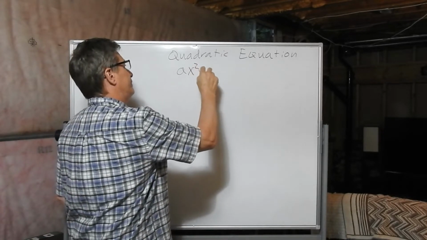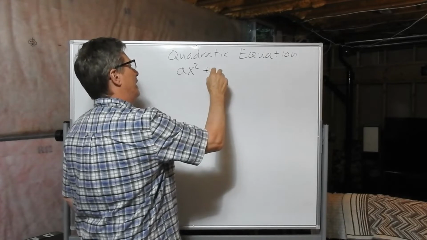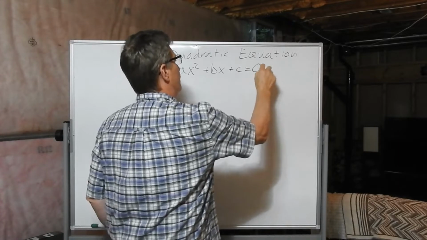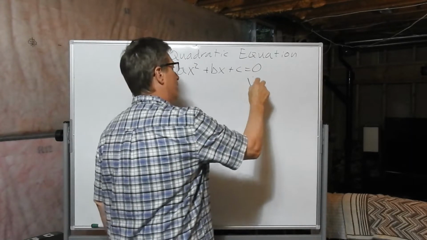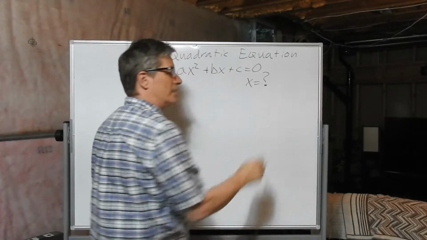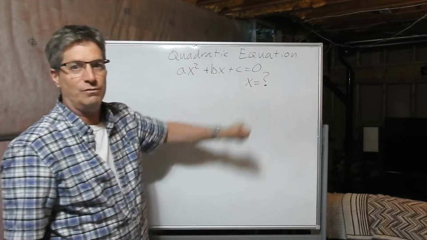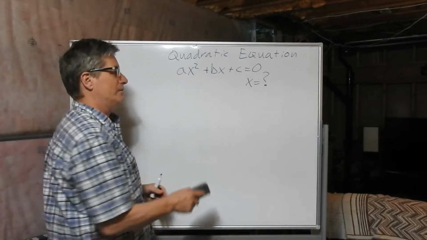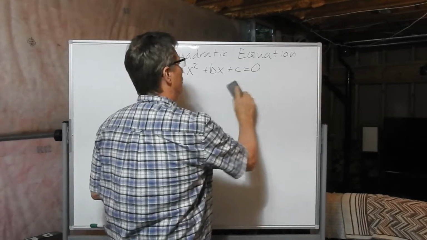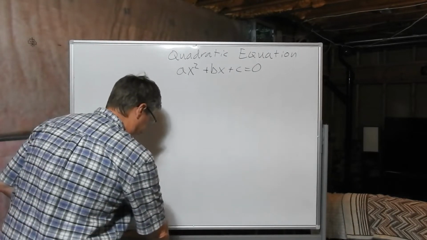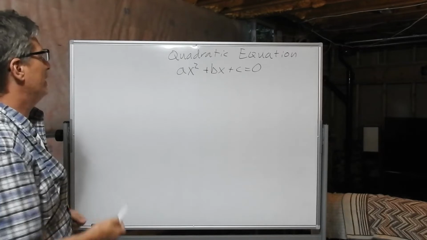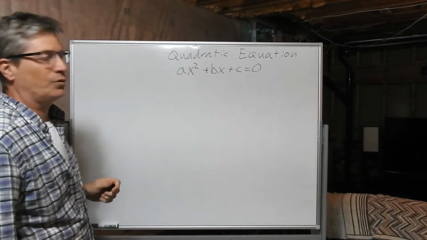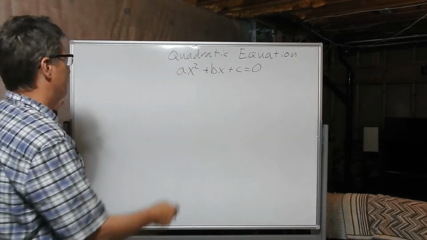So, you have your basic form, ax squared plus bx plus c equals 0, and you just want to know, what does x equal? Your wish, you're going to get it. If you remember from the last video on completing the square, we're going to use completing the square to solve for x.